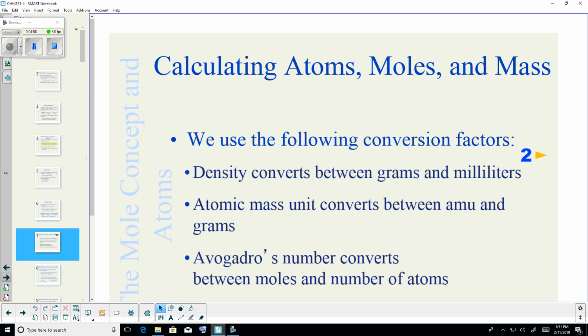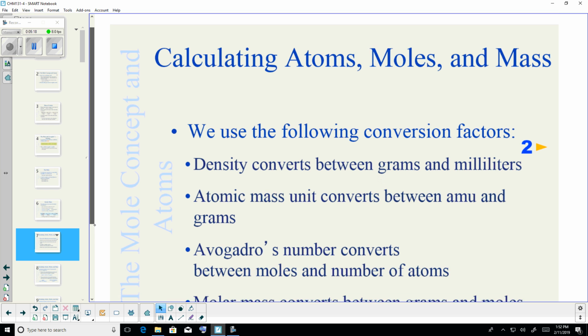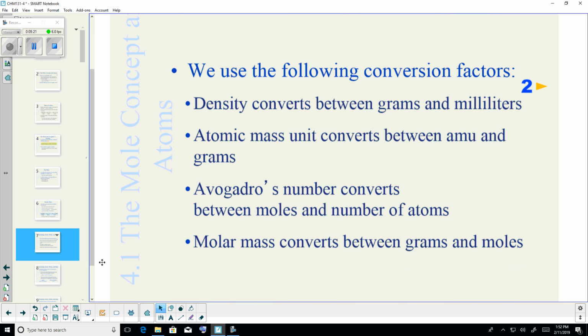So we can use the following conversion factors. Density converts between grams and milliliters because density is equal to mass over volume. Atomic mass units convert between AMU and grams. Avogadro's number converts between moles and numbers of atoms. And molar mass converts between grams and moles. So you have a whole bunch of conversions we can do depending on what we need to find out.